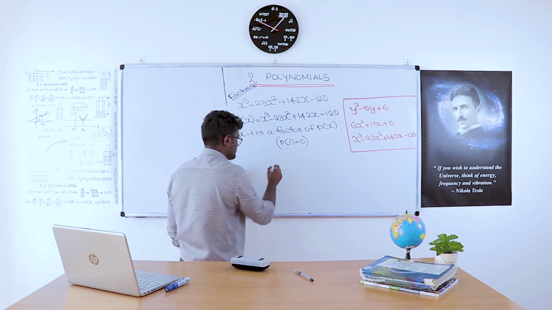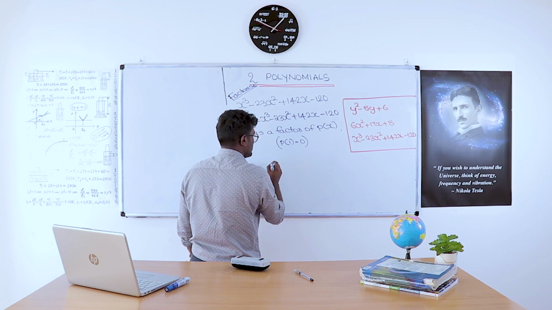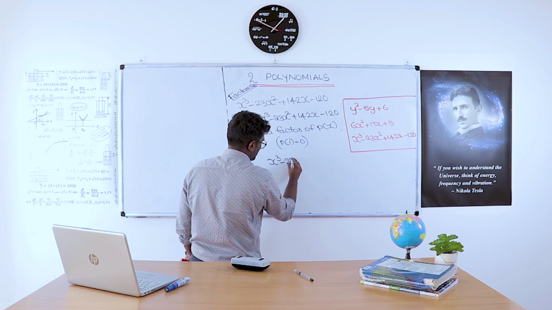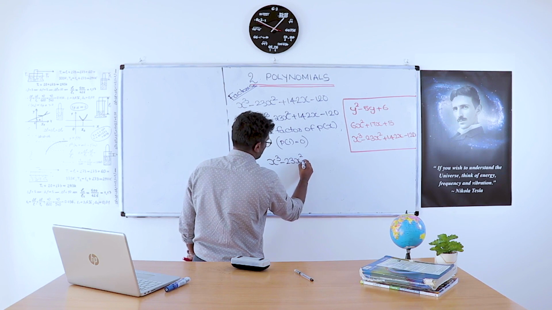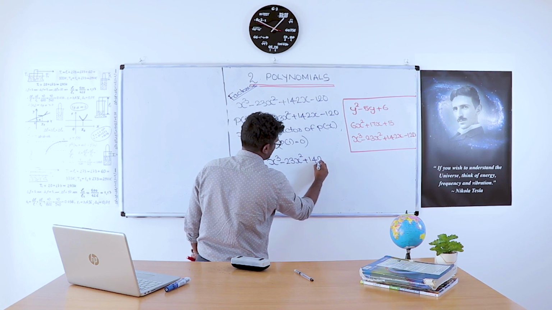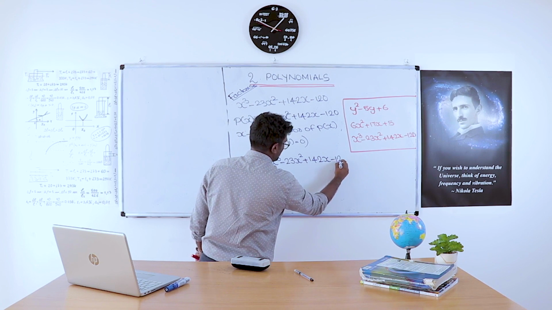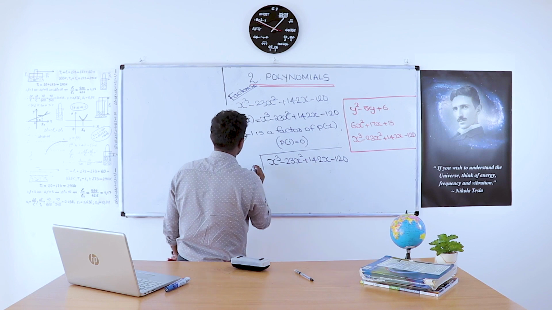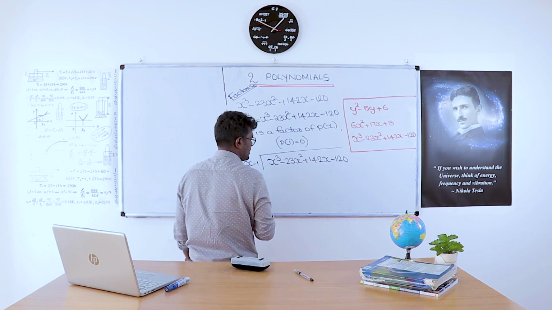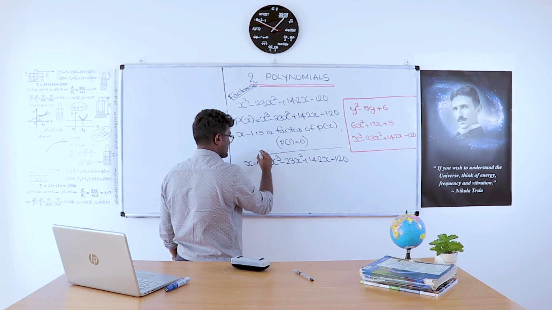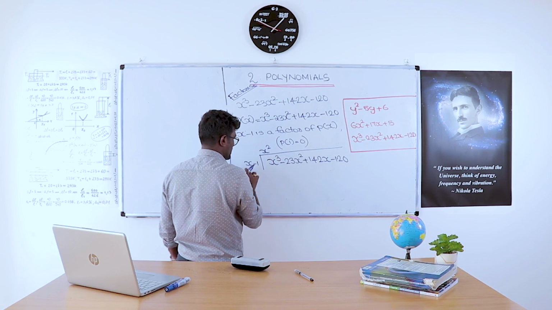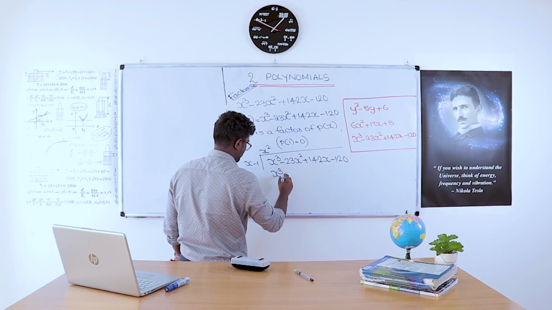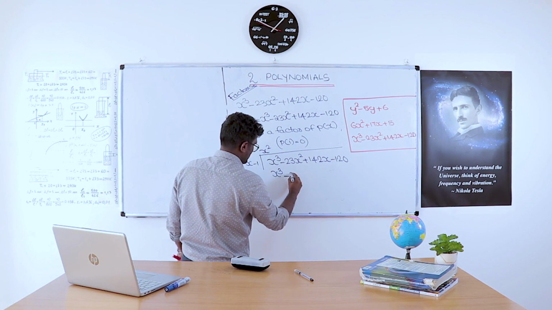Okay, so the polynomial is x cube minus 23x square plus 142x minus 120, the whole divided by x minus 1. So how will you divide? x cube by x is x square. x square into x is x cube. x square into minus 1 is minus x square.